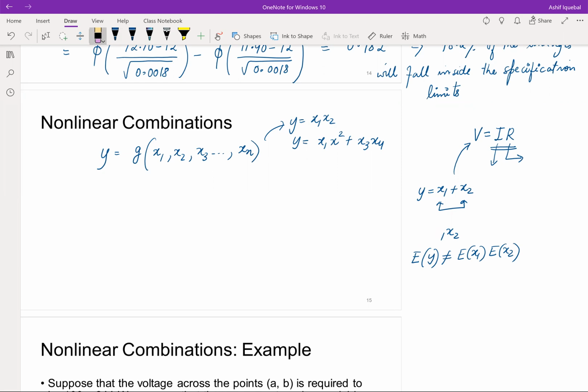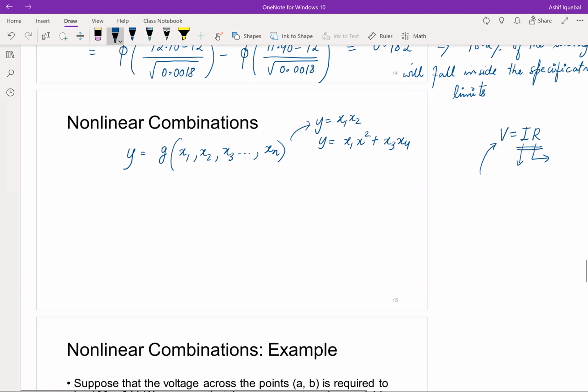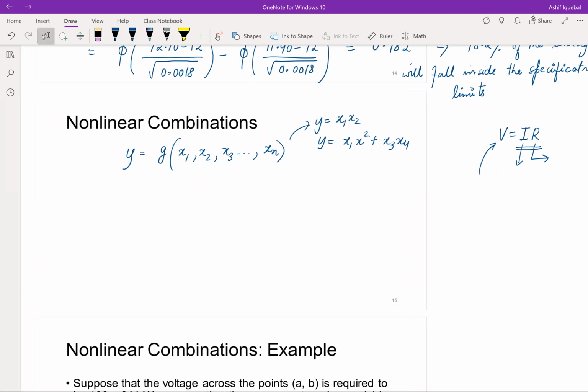So what we do is, let me just take this off. Whenever there is a non-linear combination, one possible way of finding the mean and the standard deviation is to use Taylor series expansion. So the Taylor series expansion for y will be: the first term will just be g(x1, x2, x3, up to xn), evaluated at mu1, mu2, up to mu n.